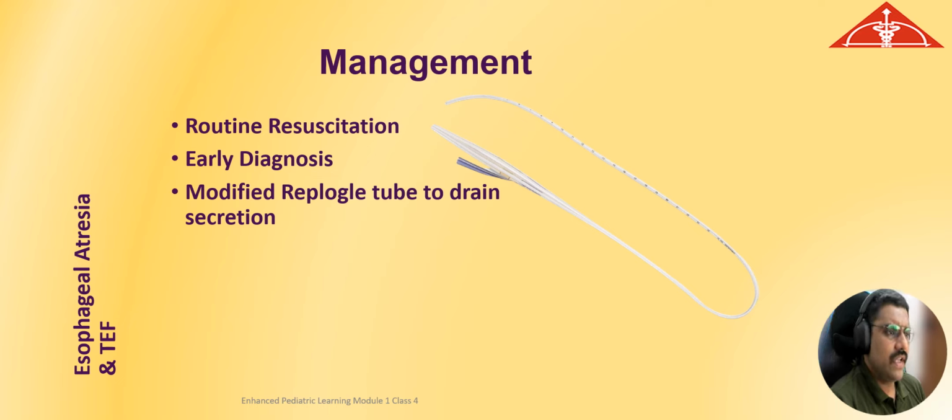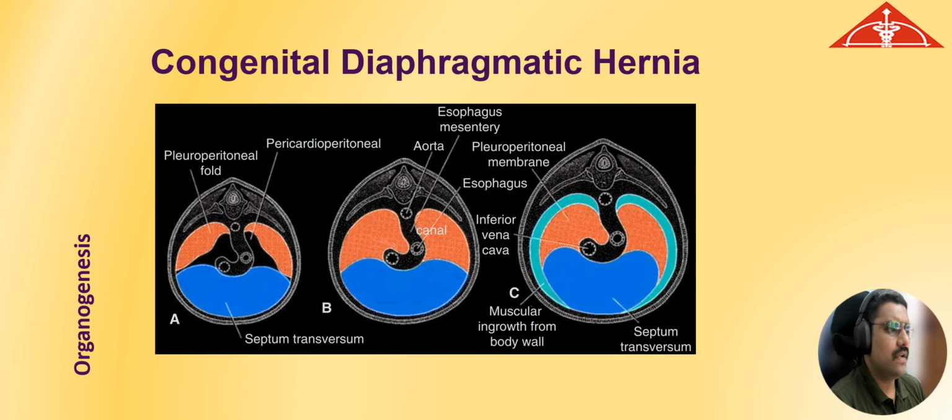Routine resuscitation needs to be done for such cases. Early diagnosis leading to early surgical intervention is mandatory, especially with a coexisting respiratory distress, which can lead to gastric perforation. We want to prevent aspiration by using a modified Replogle tube to drain the secretions which collect in the proximal pouch. Next, we shall see congenital diaphragmatic hernia, which is the improper fusion of the pleuroperitoneal fold with the septum transversum.